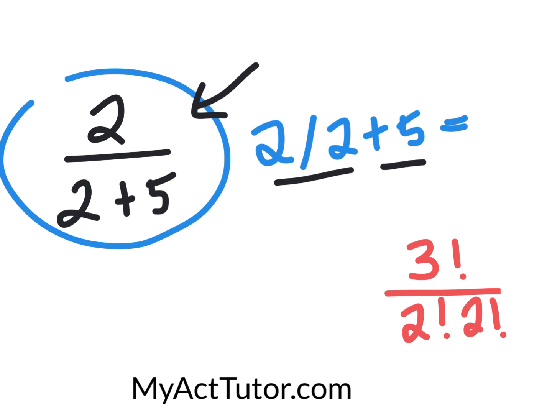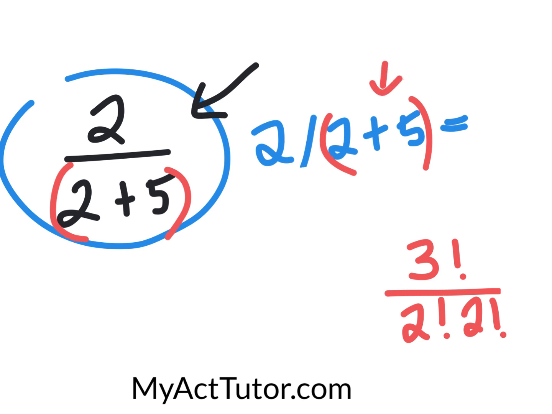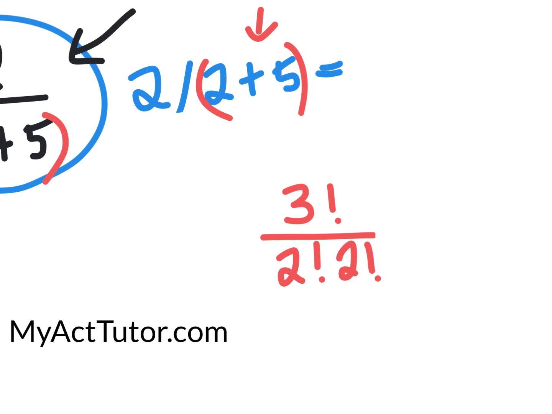So how are you going to get this to go in the calculator properly? You need implied parentheses. Because see, if you do this now, you're going to now have parentheses here. And that will make your calculator do the 2 plus 5 first, and then go back and do 2 divided by the 7. Okay, so did you know that there's actually implied parentheses around the top and the bottom of every fraction?